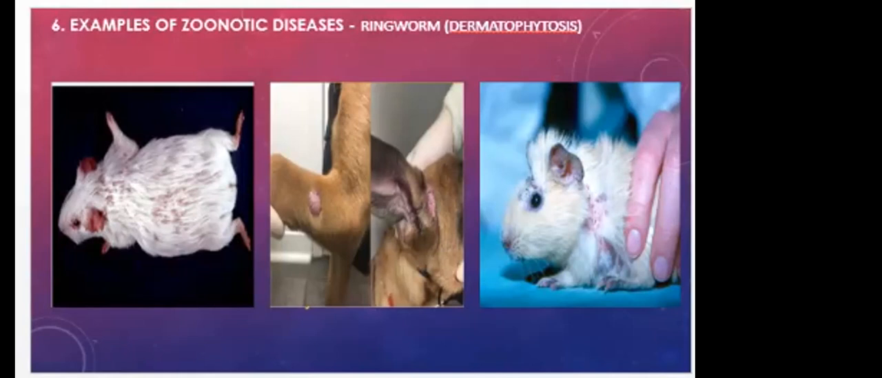Unlike what the name implies, ringworm infection is not caused by a worm. It's actually a fungal infection. And the reason why they call it ringworm, or why it has that ring in its name, is just because of the pattern in which the lesion comes. It comes in a circular pattern.